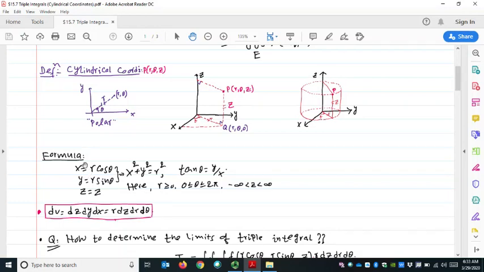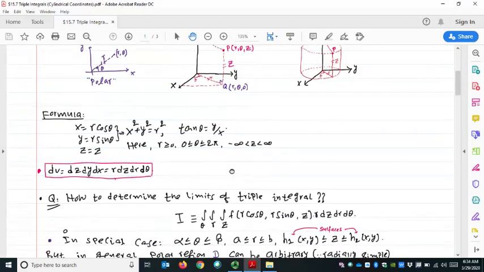And as in polar coordinates, we have x squared plus y squared equals r squared, and tan theta equals y over x. Now the volume element in Cartesian coordinates is dV equals dz dy dx, and in cylindrical coordinates this dx dy gives us r dr d theta, and dz is dz. So the volume element in cylindrical coordinates is r times dz times dr times d theta. Great. So let's move on.